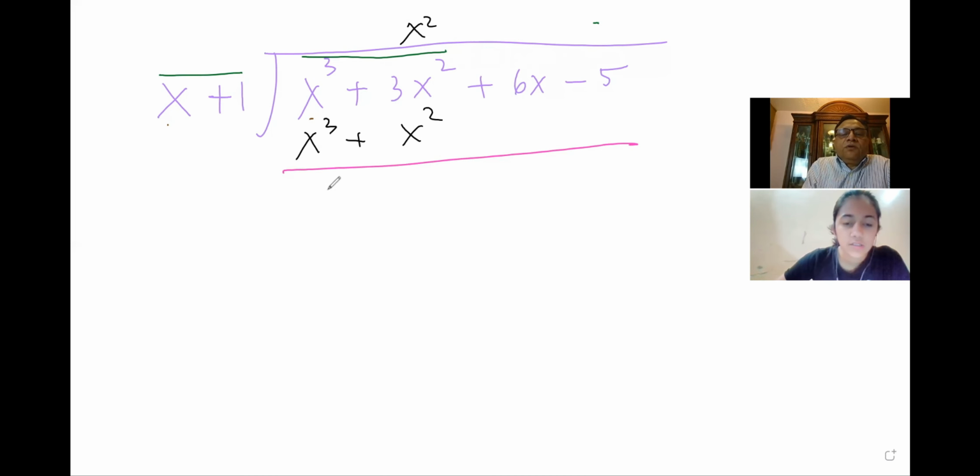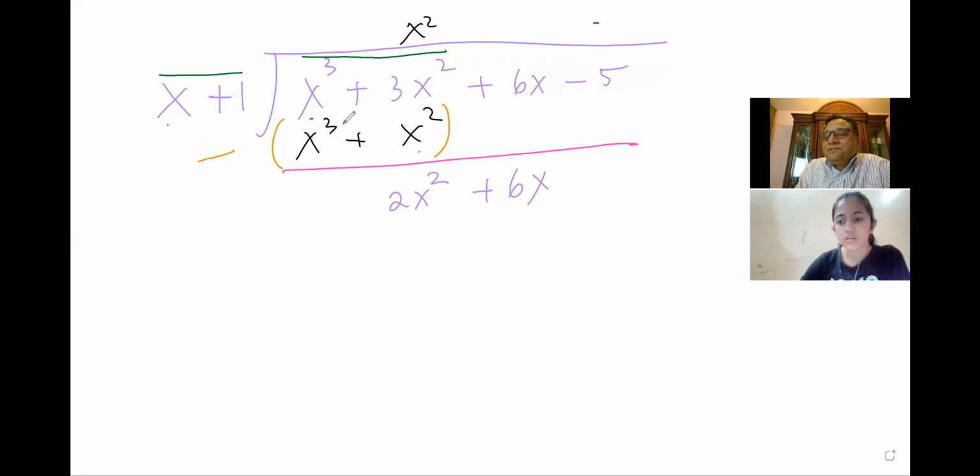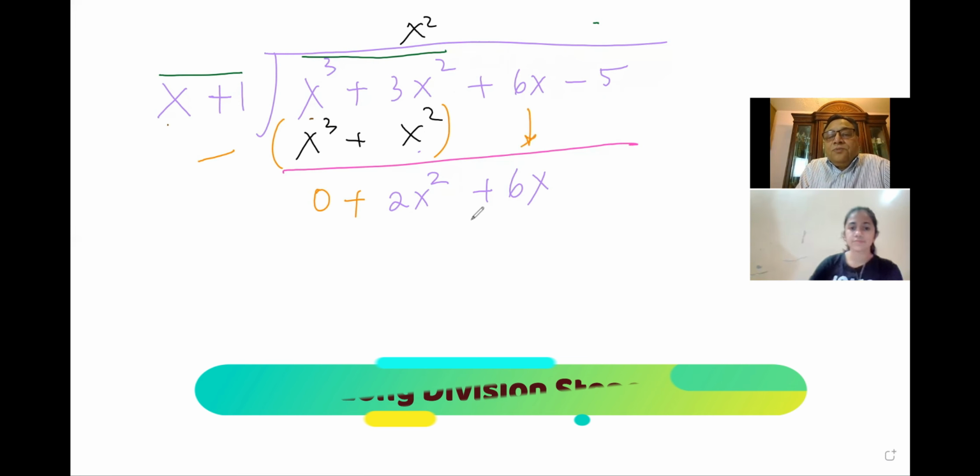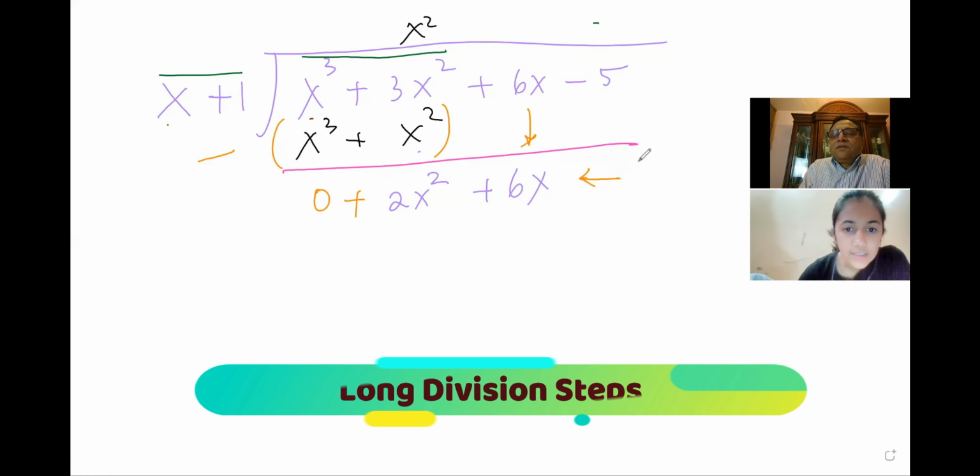When you take away, this time you get 0 for the cubes, but here you get 2x squared, right? And then you bring down the next term, which is 6x. How did we get the 2x squared? 3x squared minus x squared. We take away, that is division. x cubed minus x cubed is 0, and 3x squared minus x squared is 2x squared. Now I bring down the third term, so this becomes your new dividend. Do you see this new dividend?